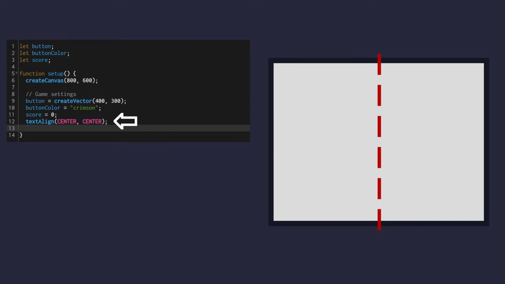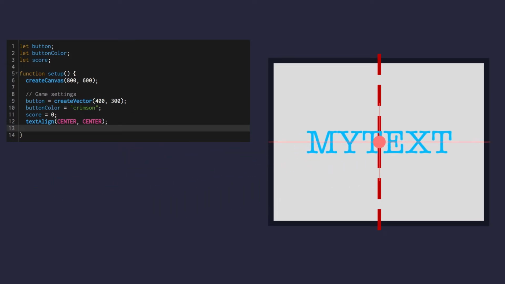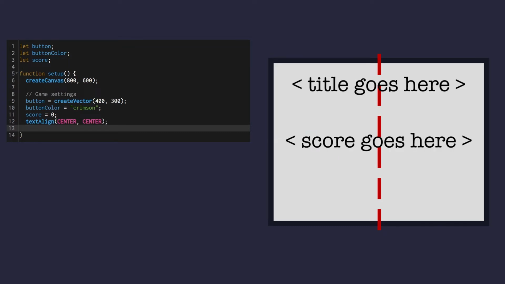So center center tells text align to change the anchor point for all of our text to the very center of the text, somewhere above the baseline. So later when we start displaying text, our score and game title should come out in the right spot.